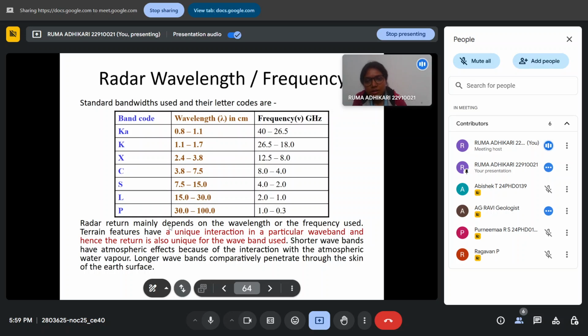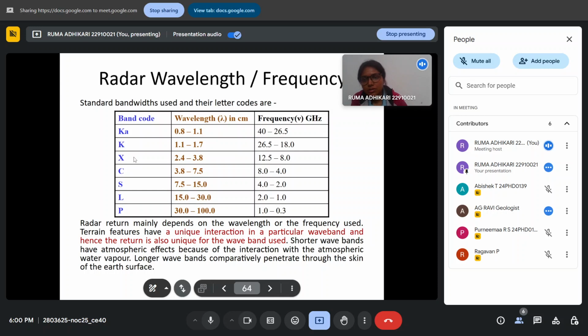So radar return mainly depends on the wavelength or the frequency used. Terrain features have a unique interaction in a particular wavelength, and hence the return is also unique for the waveband used. Shorter wave bands have atmospheric effects because of the interaction with atmospheric water vapor. Longer wave bands comparably penetrate through the skin of the Earth's surface.